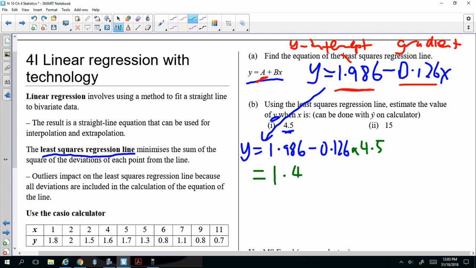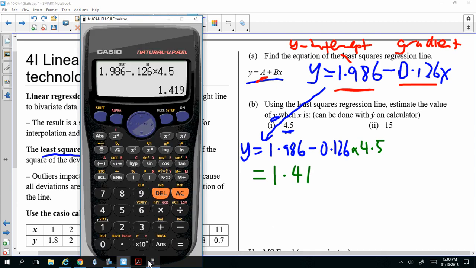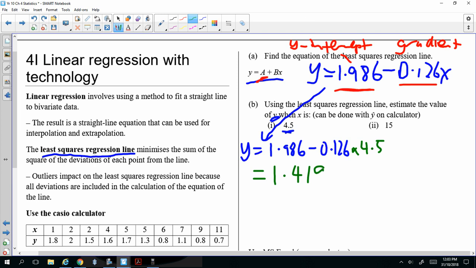1.419. Okay, any questions? So that's the y value. Now, what if you don't want to do that? There's a quicker way too. Let me show you method 2. The equations are now stored on your calculator. So method 2 is to calculate it using your calculator.